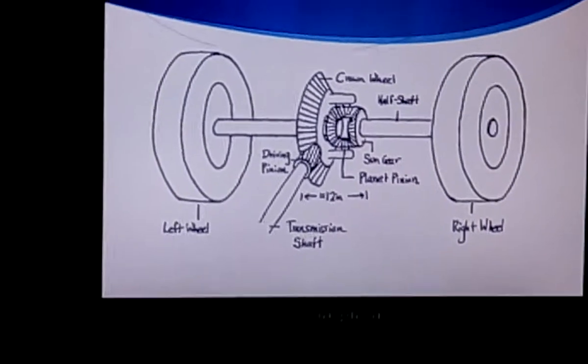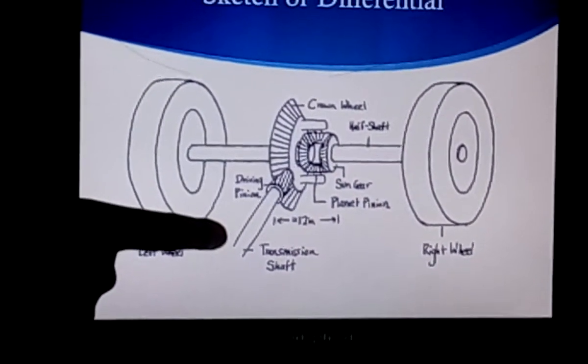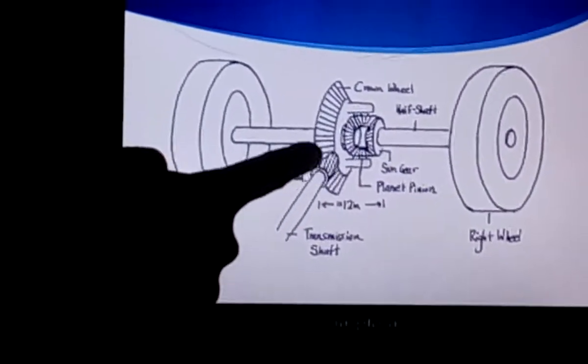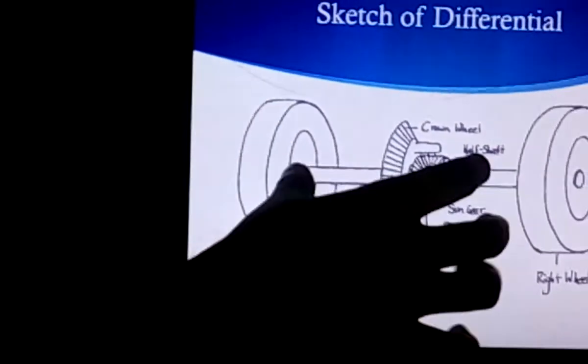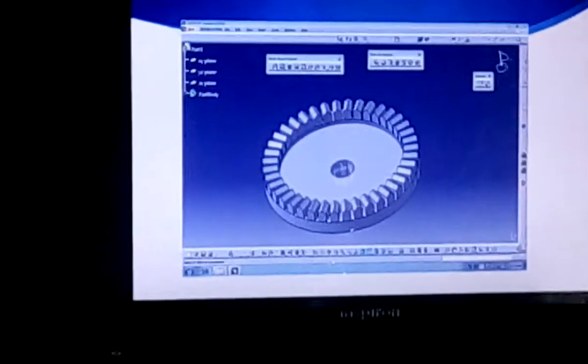This is how an actual sketch of a differential looks. This is a shaft that was connected to an engine, and this is the crown, and these two are the rear wheels. This is going to rotate this crown, and in the meanwhile you have a differential over here. This is going to rotate the rear wheels according to the speed ratio required. And we did our design and analysis over here.